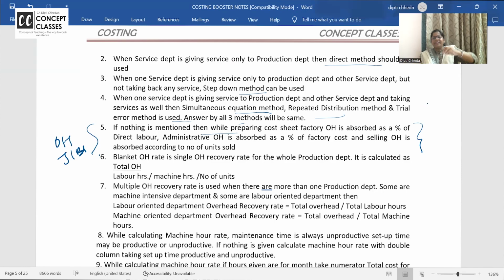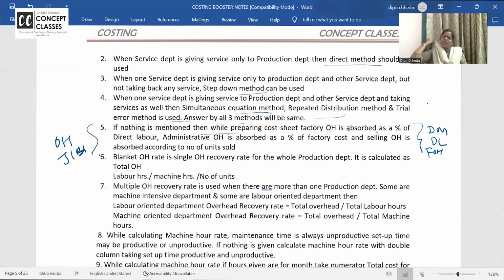That if nothing is given and if they ask you to prepare cost sheet and they give you direct material, direct labor, factory overhead is absorbed as a percentage of direct labor. Administrative overhead is absorbed as a percentage of factory cost. And selling overhead is taken per unit. Is this clear to all of you?